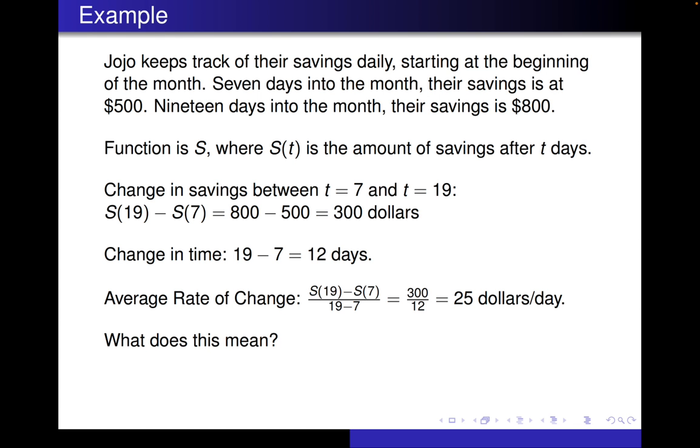So let's think about what this means in terms of what's actually happening to JoJo's savings. It doesn't tell us what happens every single day of JoJo's savings, but it tells us on average what's happening in between those days.